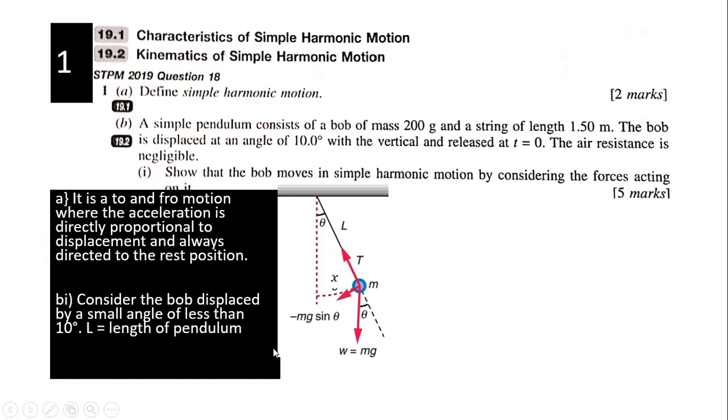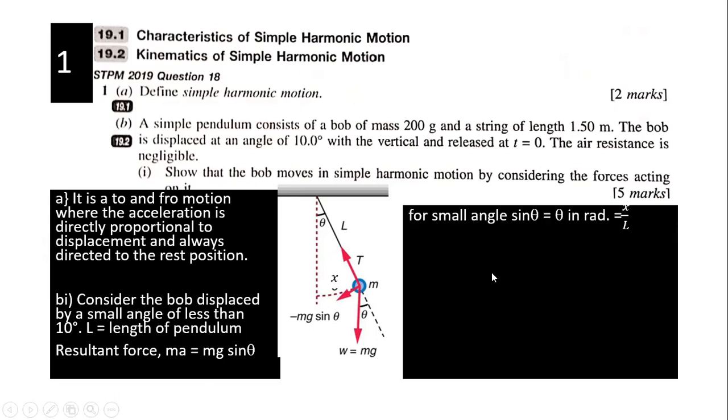So consider the bulb displaced by a small angle of 10 degrees or less. L is the length of the pendulum. Resultant force is ma, equals mg sine theta. You put the negative sign there if you want. For small angle, sine theta equals theta equals x over L. This is your x over L.